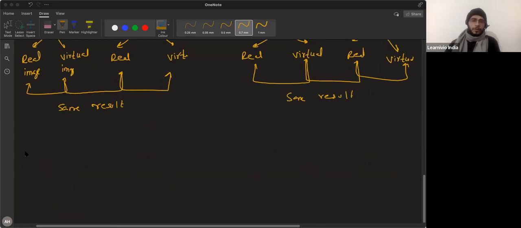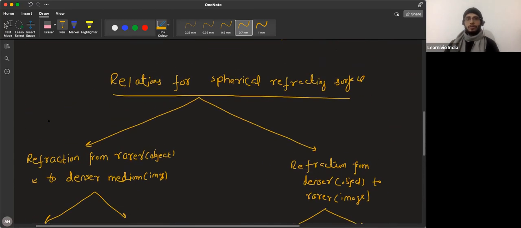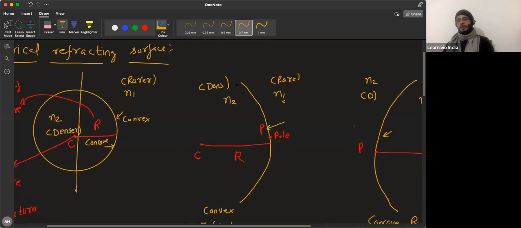So let's do the first derivation, which is refraction. That's a very, very important derivation. This is the mirror or lens? No, this is neither lens nor mirror. This is just one surface, a spherical refracting surface. A lens is the combination of two surfaces. We are doing one single surface. When you make a lens, you combine two concave surfaces or two convex surfaces. Then you get a lens.